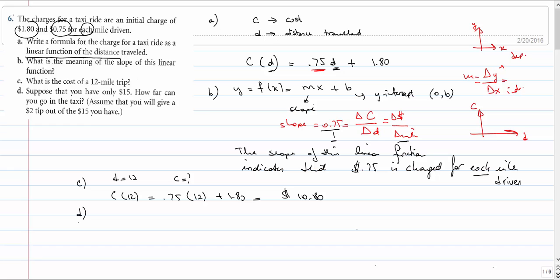Suppose that you have only $15. How far can you go in the taxi? So $15 is my charge, it is my cost. So I have $15. The cost is 15 for the trip. How far can I go? They're asking D. What is D if cost is 15? So then 0.75 D plus 1.80.